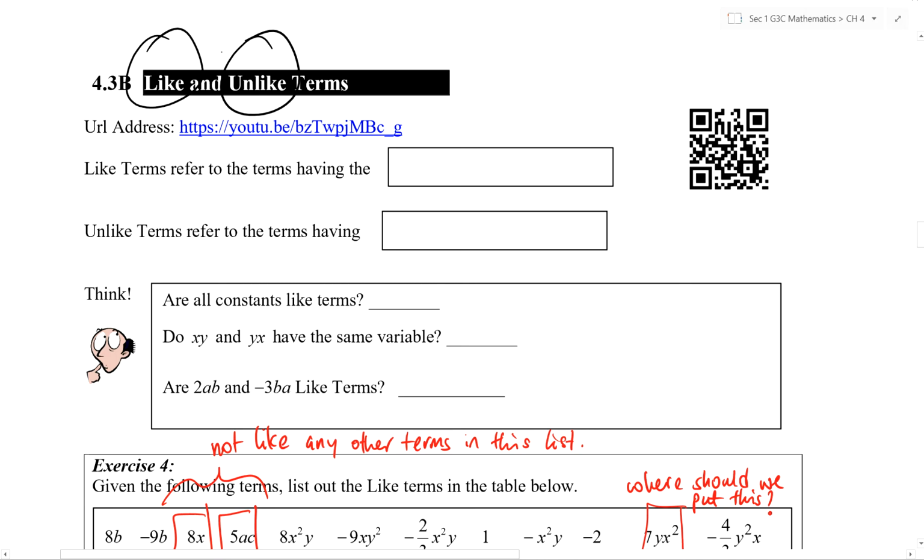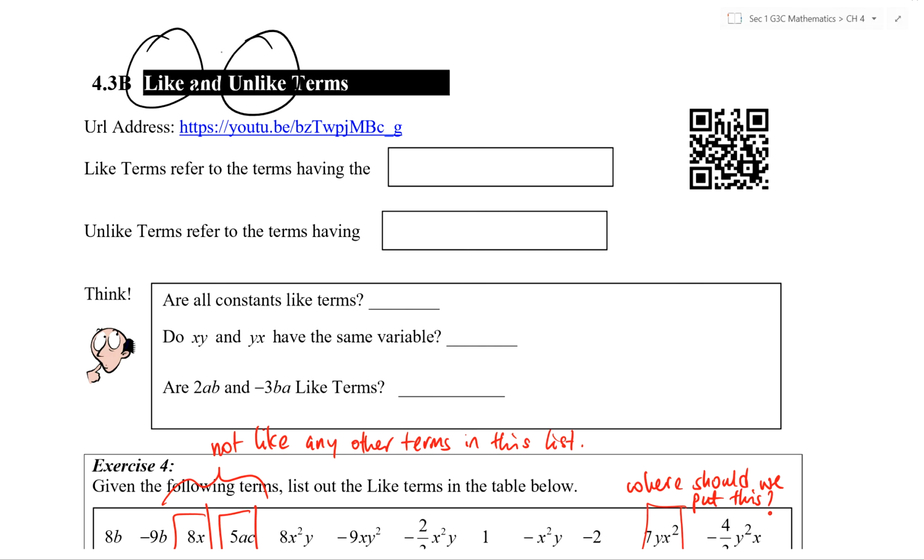Have you ever come across these words used in other contexts before in mathematics? When? Primary school? Like poles and unlike poles. Oh, you learn about like terms and unlike terms? Yeah. But different concept. Okay, it's okay. We'll learn now.